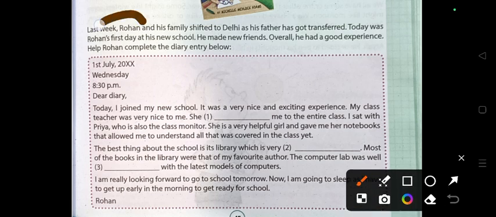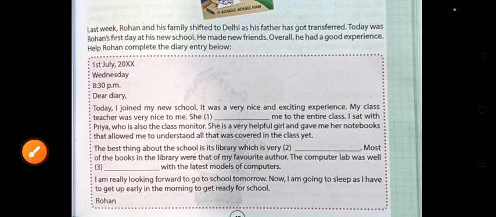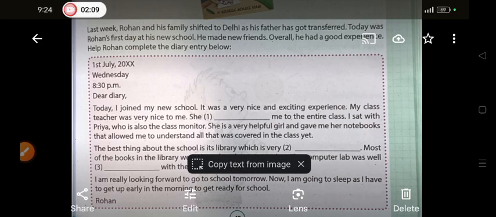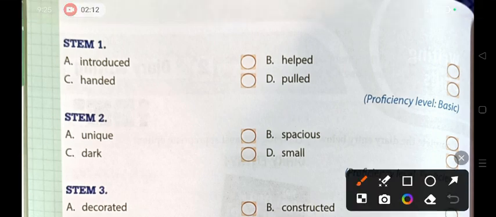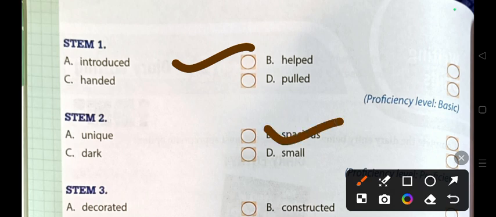Earlier it is mentioned that you are Rohan, so you are supposed to write your name. This is the way we write a diary entry. Now I'll show you the options also. As you have already seen in the first slide, in the stem one, we put in the first blank introduced, and in the second blank I put spacious.